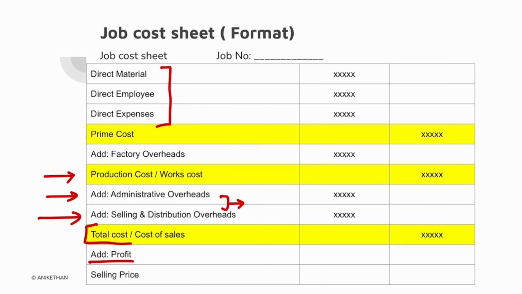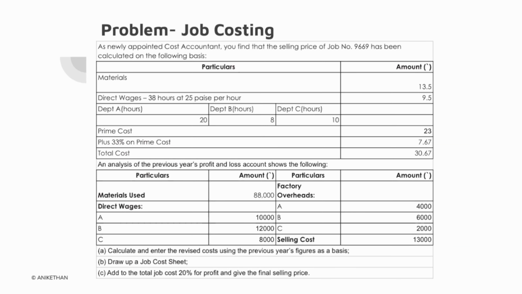In this, it is very important to note that whatever input you give is for the job. The material, employee expense used for the job. Similarly, factory overhead used for the job. Why I am stressing this, you will understand when we see one problem. Let us take one problem. Now pause for some moment and try to go through the data given in this question.